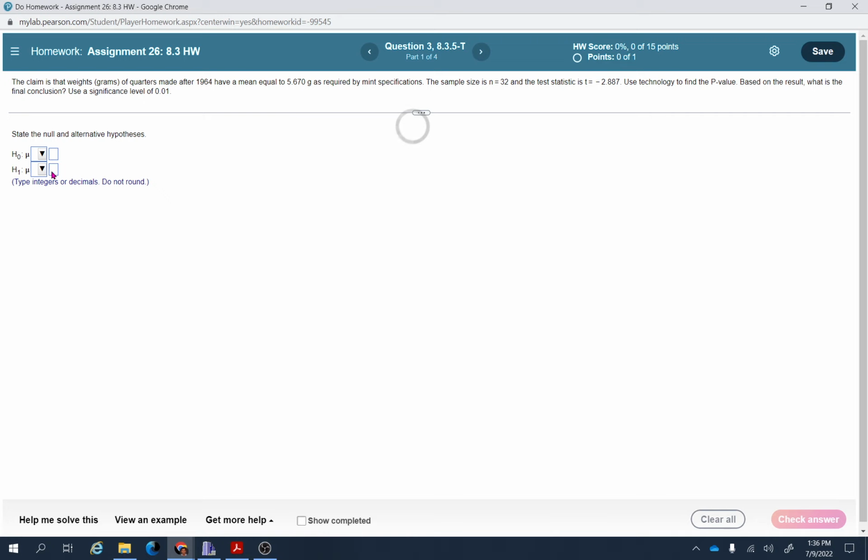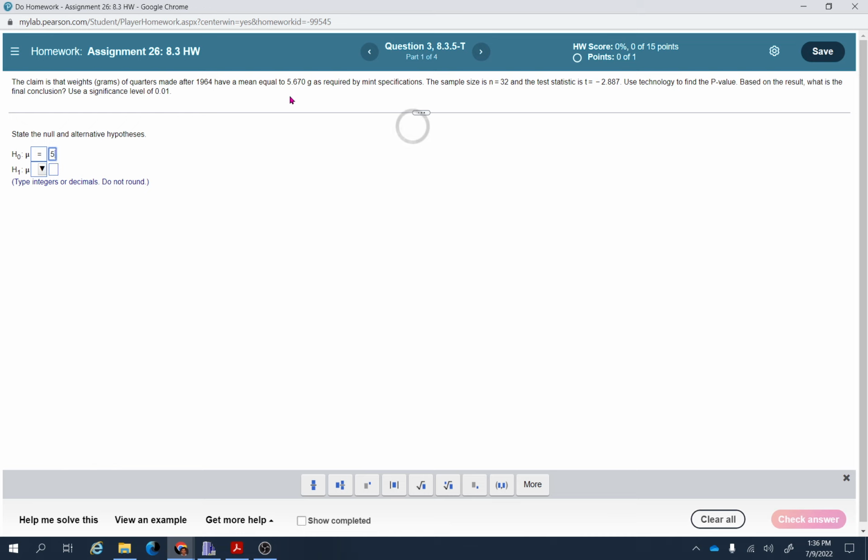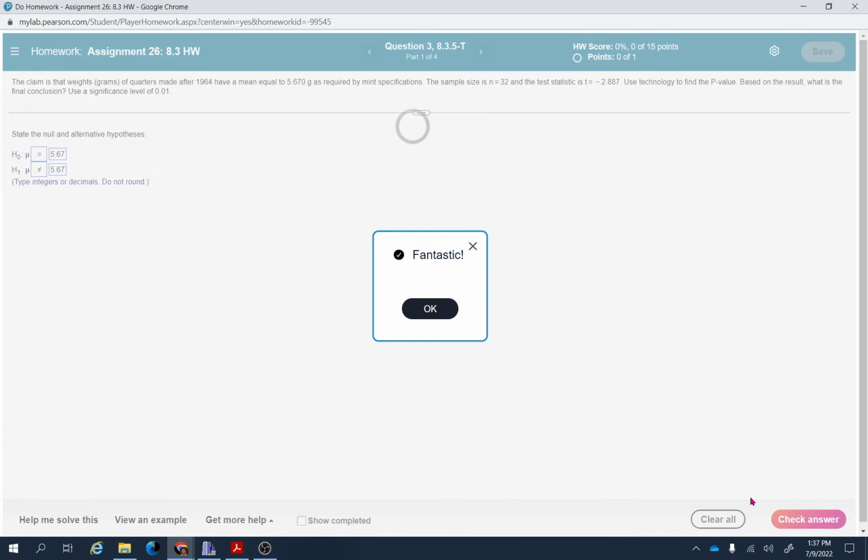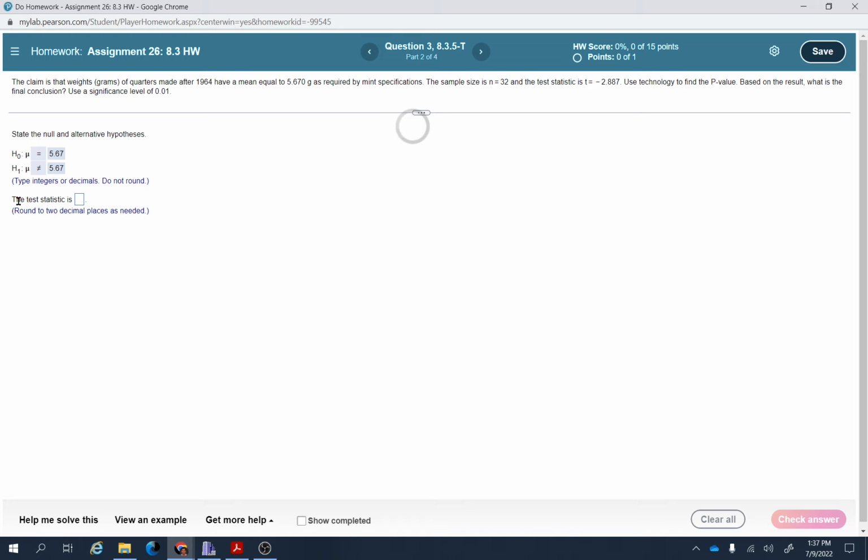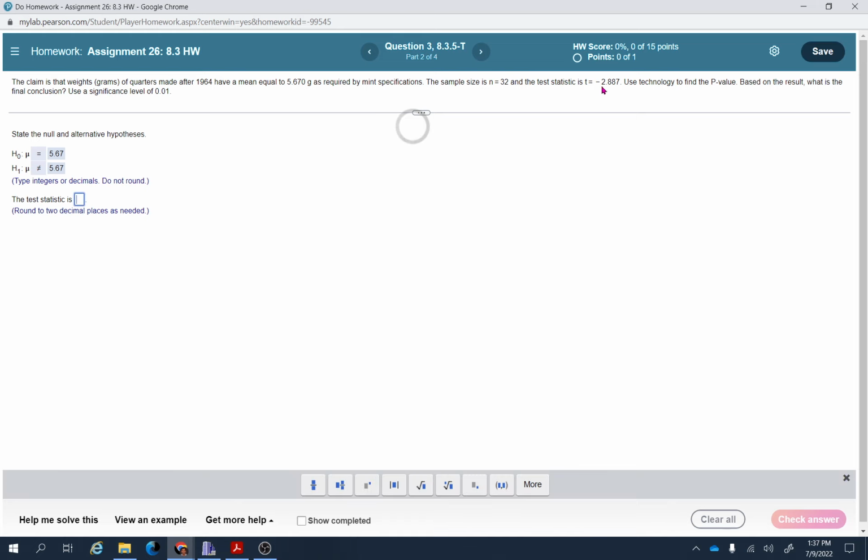So whenever we do this hypothesis test, the null hypothesis is that the average value is equal to the value given here, which is 5.67. And the alternative hypothesis, the alternate of equal, is not equal to 5.67. So that's the hypothesis. And the test statistic given here is negative 2.887. If you round it to 2 decimal places, that would be negative 2.89. It says rounded to 2 decimal places.